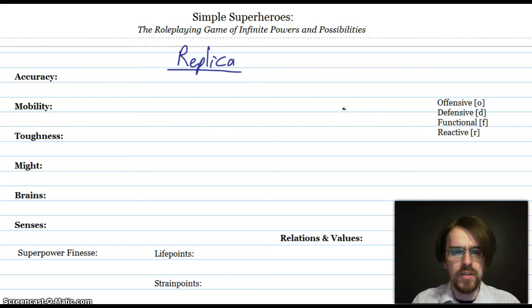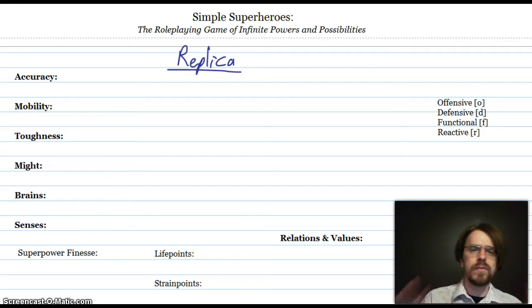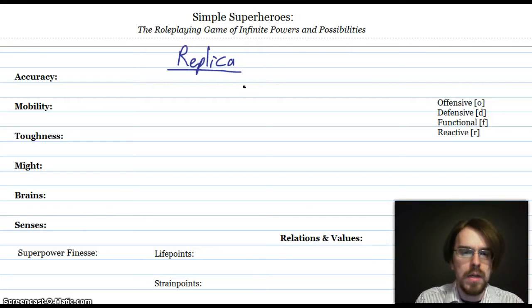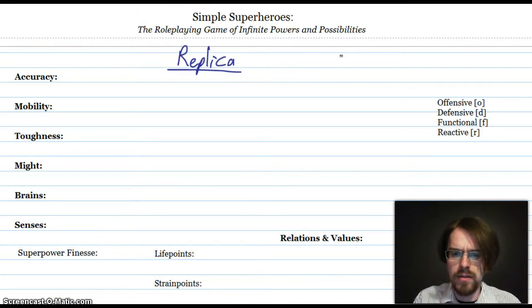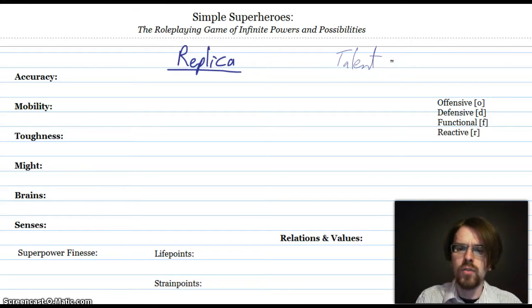And that concept is Replica. So, a superhero who can copy other heroes and villains' powers, in this case, by touch. Now, the first thing you do when you're creating a simple superhero character is you always come up with a concept. The second thing is you pick a talent array.